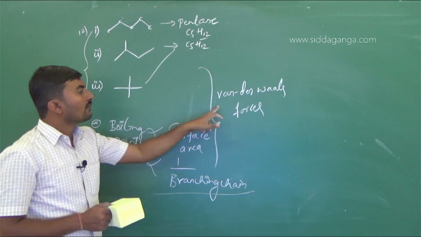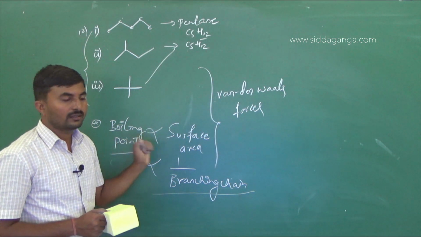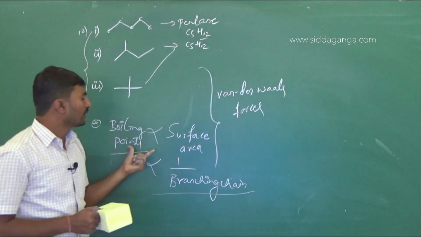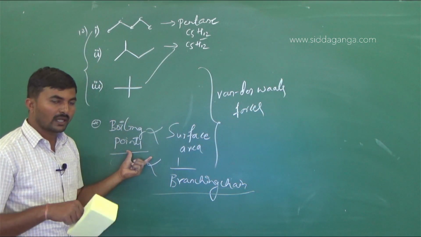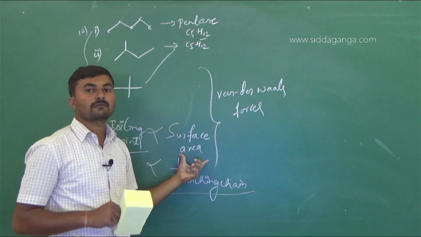Okay, van der Waals forces and boiling points are both directly proportional. As the van der Waals forces increase, the boiling point increases. Followed by this, van der Waals forces are directly proportional to surface area.